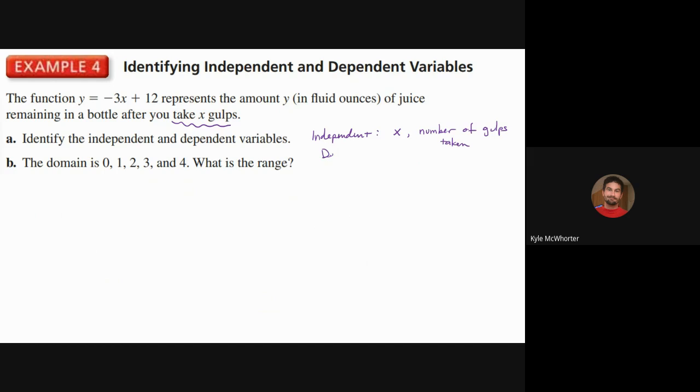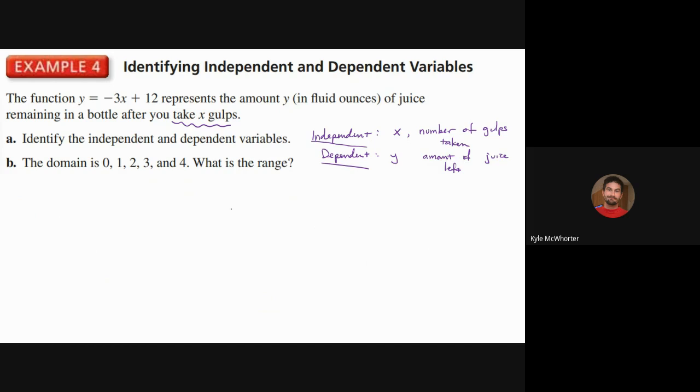The dependent variable, y, is the amount of juice left. So those are the independent and dependent variables. The independent variable is the number of gulps taken. The dependent variable is the amount of juice left, because the amount of juice left depends on how many gulps you've taken. Okay, so the domain is 0, 1, 2, 3, and 4.